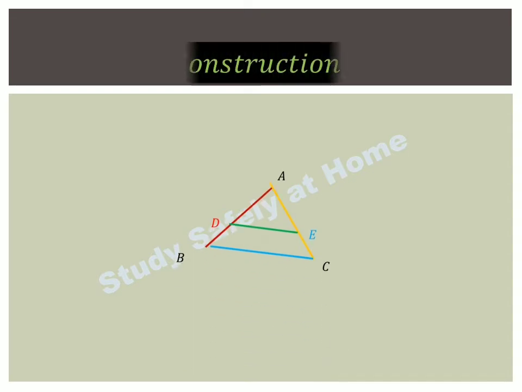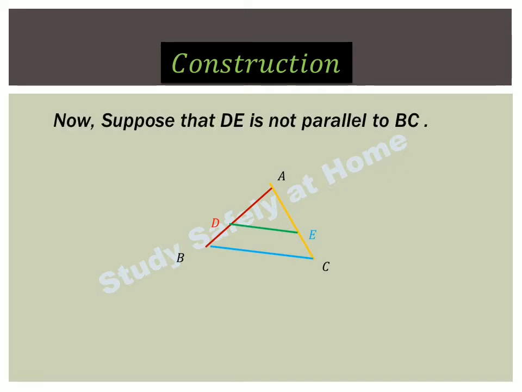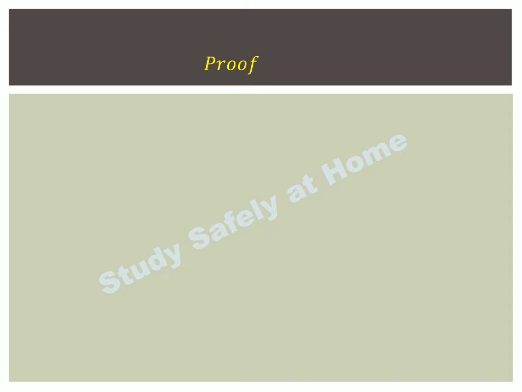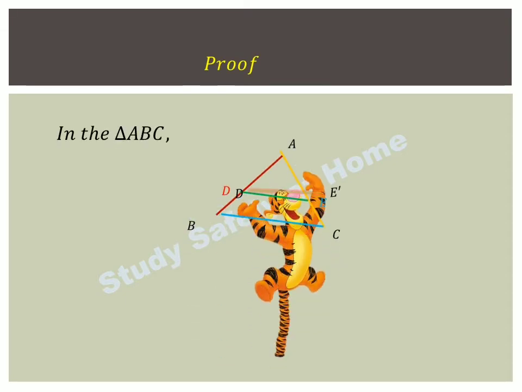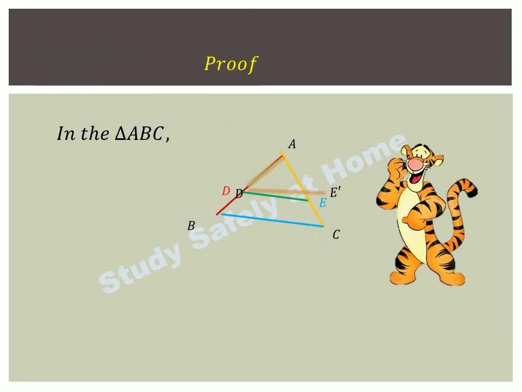Then, with the data given, we can't prove anything. So we have to do one construction. Now suppose DE is not parallel to BC. They haven't given that, isn't it? So we have to draw one line DE dash parallel to BC. That is the construction.